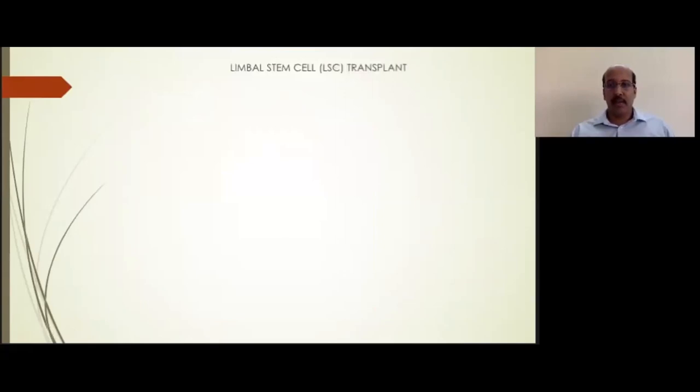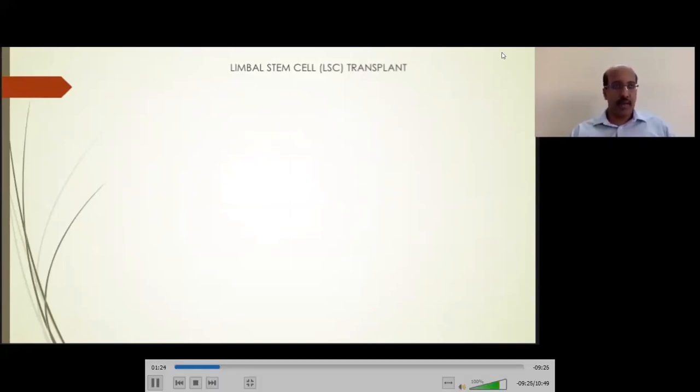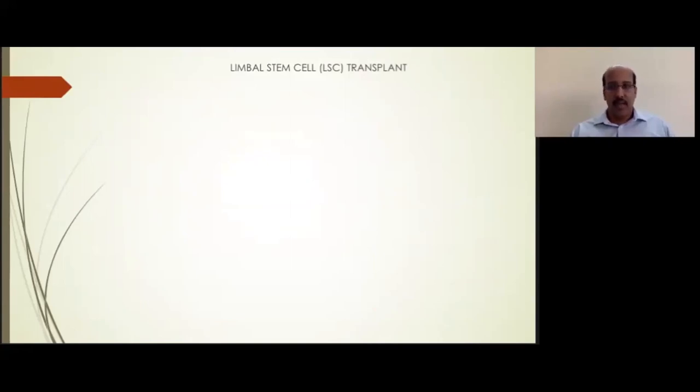Fortunately, limbal stem cell transplant can reverse this potentially blinding condition by transferring healthy limbal tissue that contains the limbal stem cells from a normal donor eye. This donor eye could be the other eye of the patient, or it could be another individual. Depending on that, it can be either autologous or allogenic, respectively. If it's from another person, it's allogenic. When you want to transplant, you can either transplant only the limbal stem cells, or you can transplant the limbal stem cells along with the conjunctiva.